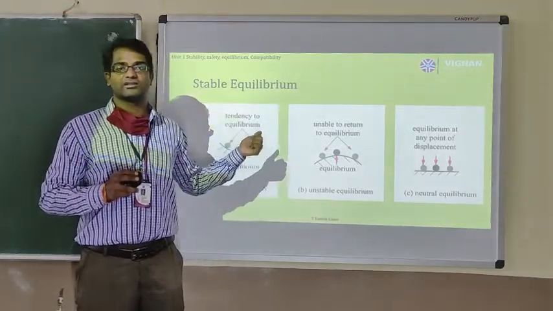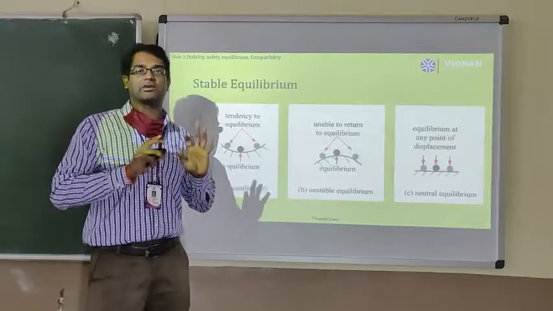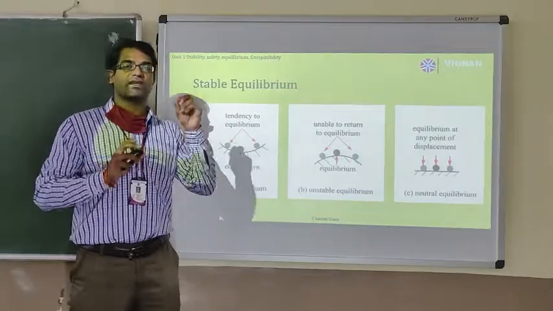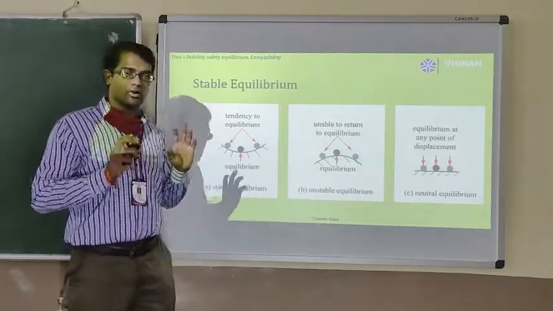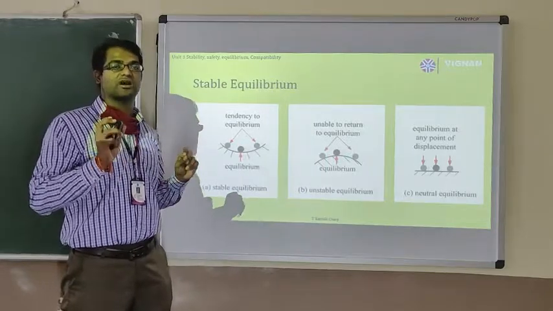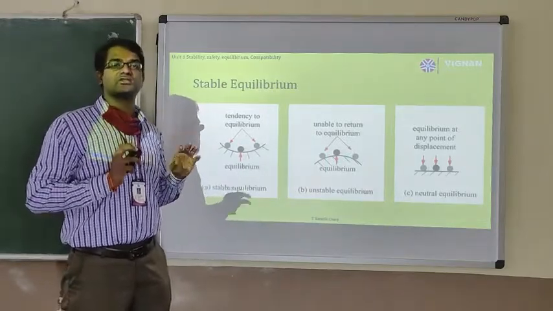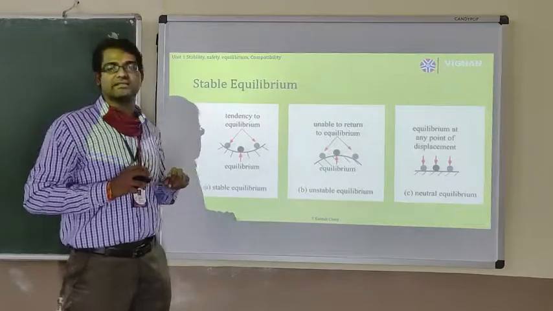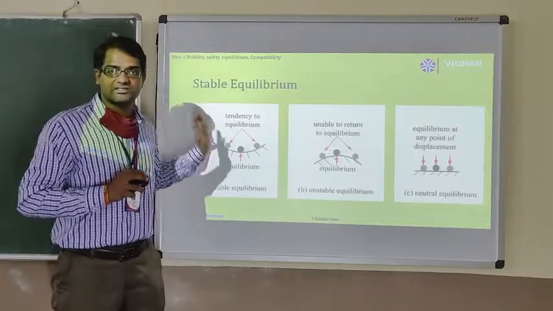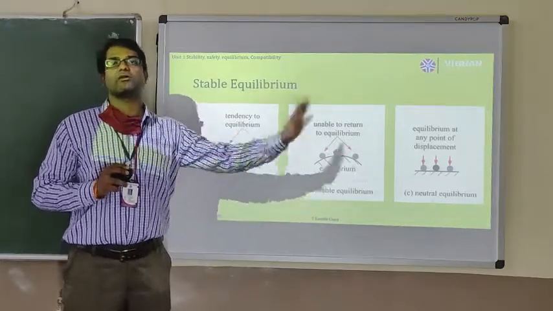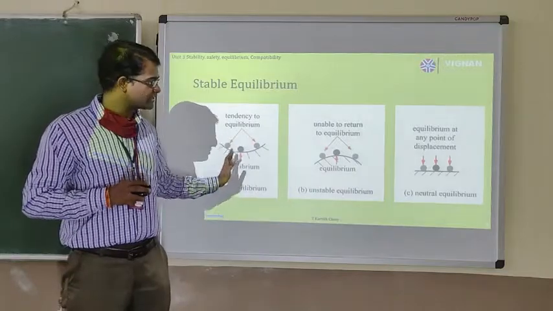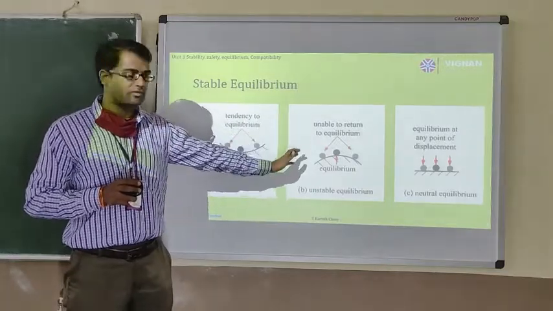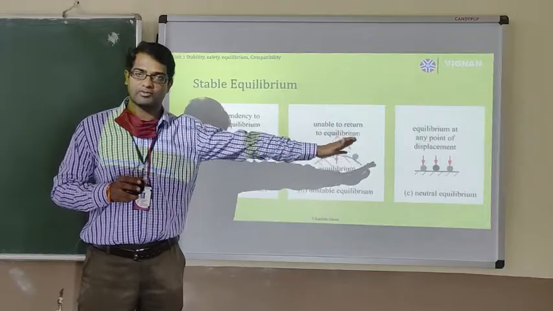The third figure I would like to show is stable equilibrium. So wherever you place your ball, it comes to the equilibrium position, right? So this position is called a stable equilibrium. So there are three equilibrium conditions. One is stable equilibrium condition, second is unstable equilibrium condition, third is neutral equilibrium condition.